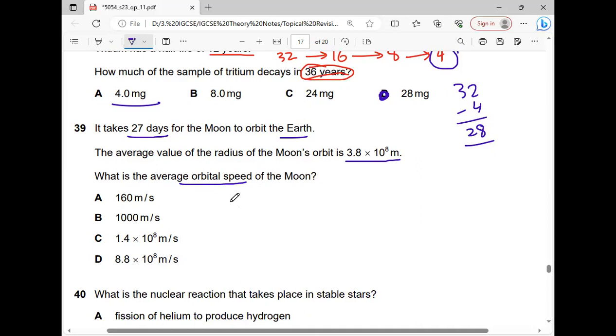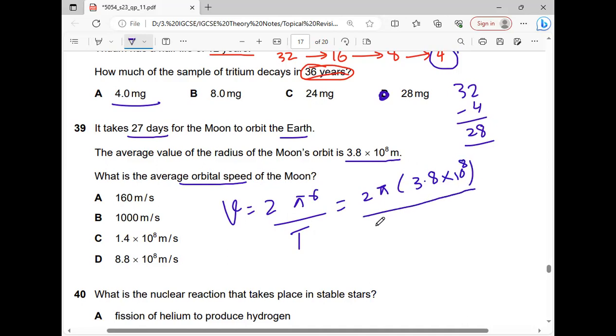We know the formula of average orbital speed of the moon. V is equal to 2 pi r over t. Now we will substitute the values: 2 as it is, pi as it is, and in place of r we will substitute 3.8 times 10 raised to power 8. Now for the time, days are given, we have to convert days into seconds, so it will be multiplied by 86,400. So when we solve, the answer will be around 1023, which is approximately equal to option B. So option B is the correct answer.